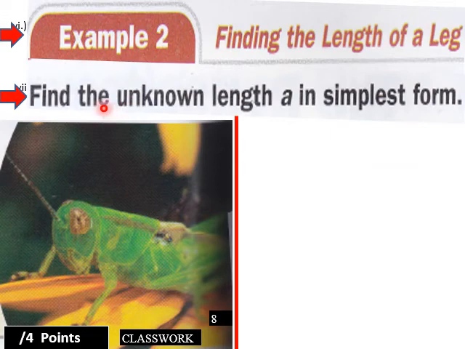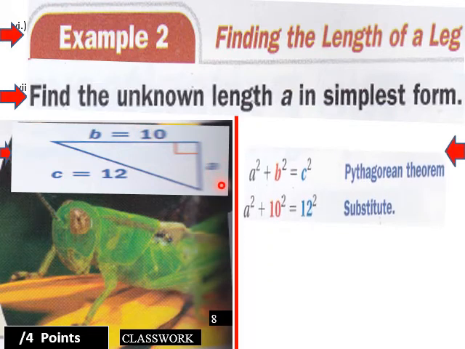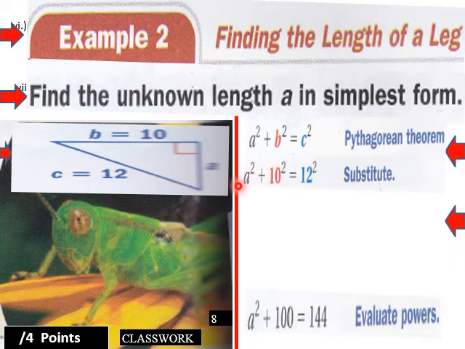Okay, example 2, finding the length of a leg. Finding unknown length A in simplest form. So we have a hypotenuse of 12, and we have a leg here of 10. What is the measurement of this A here? So we set up our Pythagorean theorem, and we plug in the values that we have. We have the hypotenuse, and we have the length of one leg, B. So we're trying to find A.